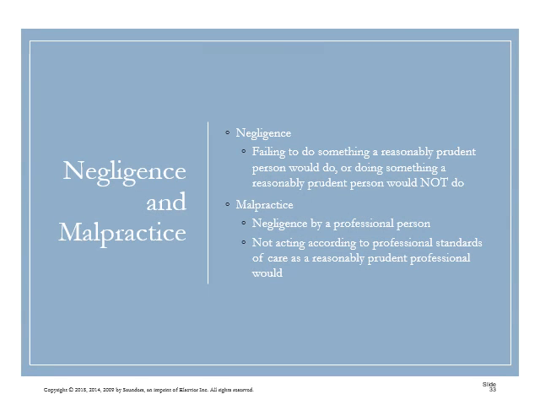Negligence and malpractice. Negligence is failing to meet the standard of care and failing to do something that a reasonable and prudent person would do, or doing something a reasonable and prudent person would not do. Malpractice is negligence by a professional person. The person does not act according to professional standards of care as a reasonable and prudent professional should have. In nursing malpractice, a reasonable and prudent person is a similarly educated, licensed, and experienced nurse.